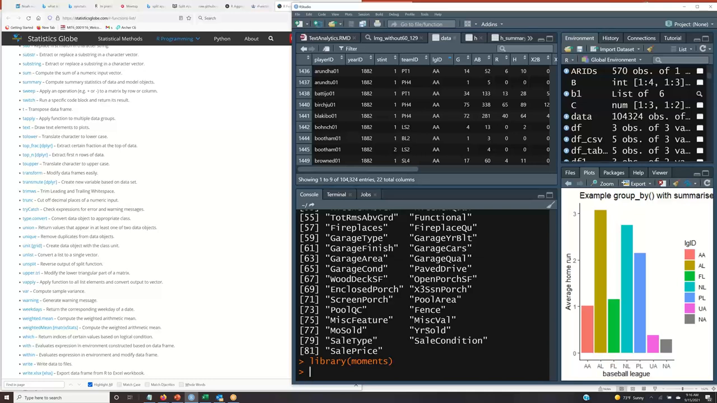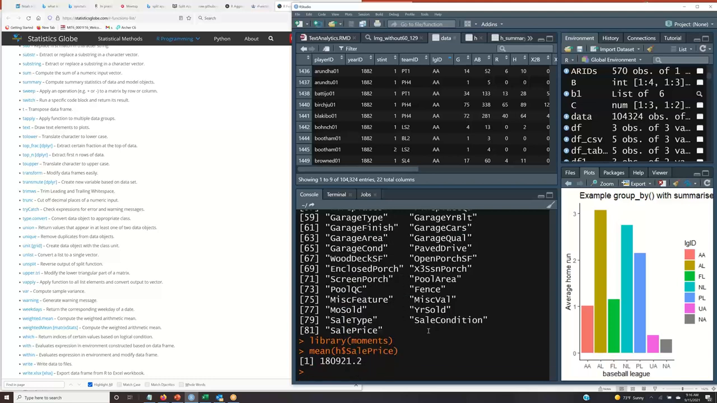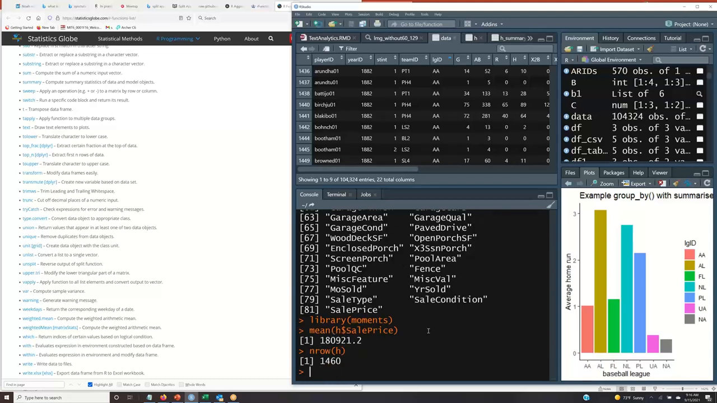So if you want to find out the mean and standard deviation of the housing sale price data, for example, this is the mean price for the whole data. How many observations are there? Let's say nrow of h, 1460 observations are there, right? And for all the 1460 observations in this training data set, you want to find out the average value of the price of the house. It is $180,900.